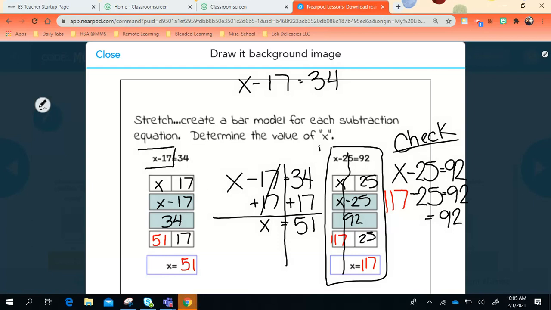Can you put in 117 minus 25 in your calculators? What does it give me? It gives me 92. Do my answers match? Yes or no? Yes, they do. So that means I'm right. If I plug in my answer to my equation and it does not match, that means I need to try again.